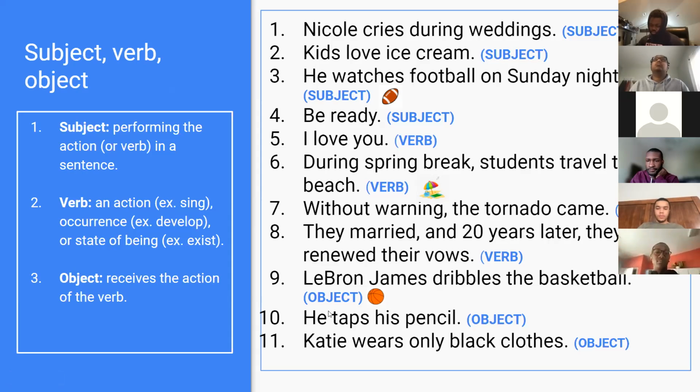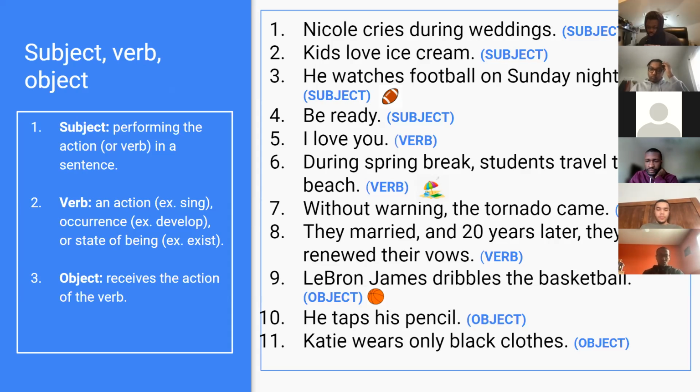So who wants to do the next one? Now I know y'all love some LeBron James. So LeBron James dribbles the ball. What is the object of the sentence? Basketball is the object. Exactly, the basketball. So LeBron is the subject, dribbles is the verb or what he is doing, and what is receiving the action is the basketball.